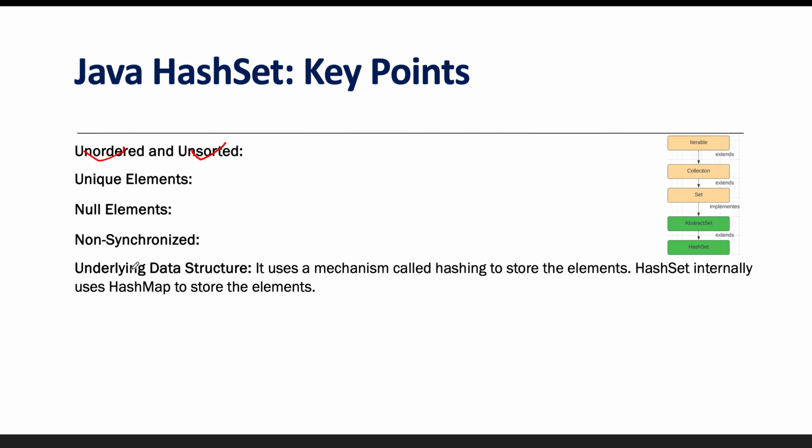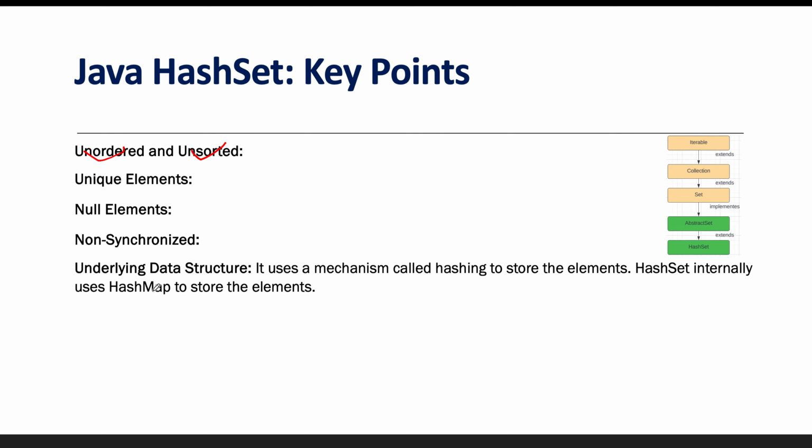The next key point is the underlying data structure. What kind of data structure does the set use internally? Basically, it uses a mechanism called hashing to store the elements. We will see what hashing is. Hashing is nothing but a hash code. It uses the hashCode method to calculate the hash code for each element we insert inside the HashSet, and according to that it stores the element. We will see this in detail with the help of an example, or a diagram, when we talk about the internal implementation of the HashSet. But at a high level, HashSet internally uses a HashMap to store the elements.